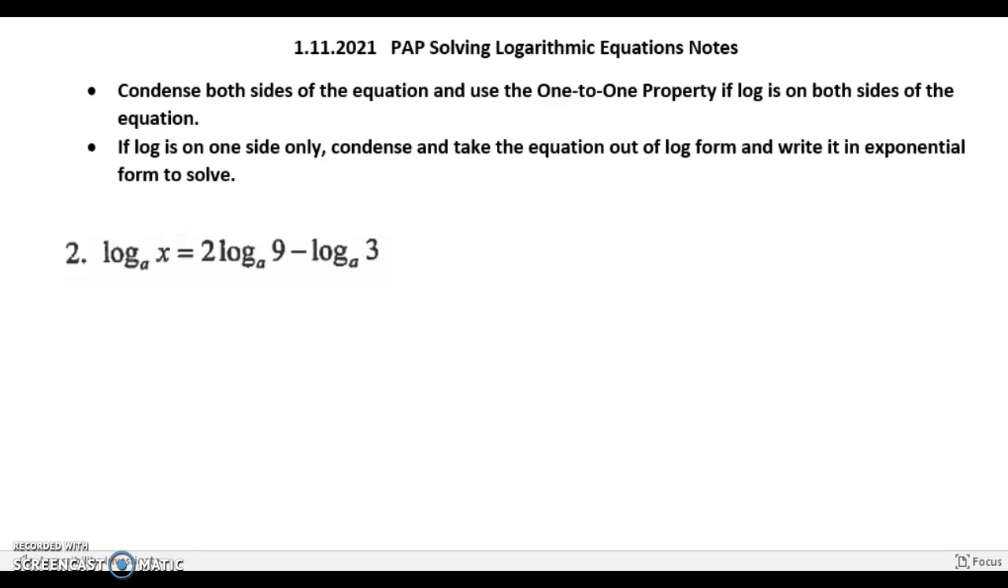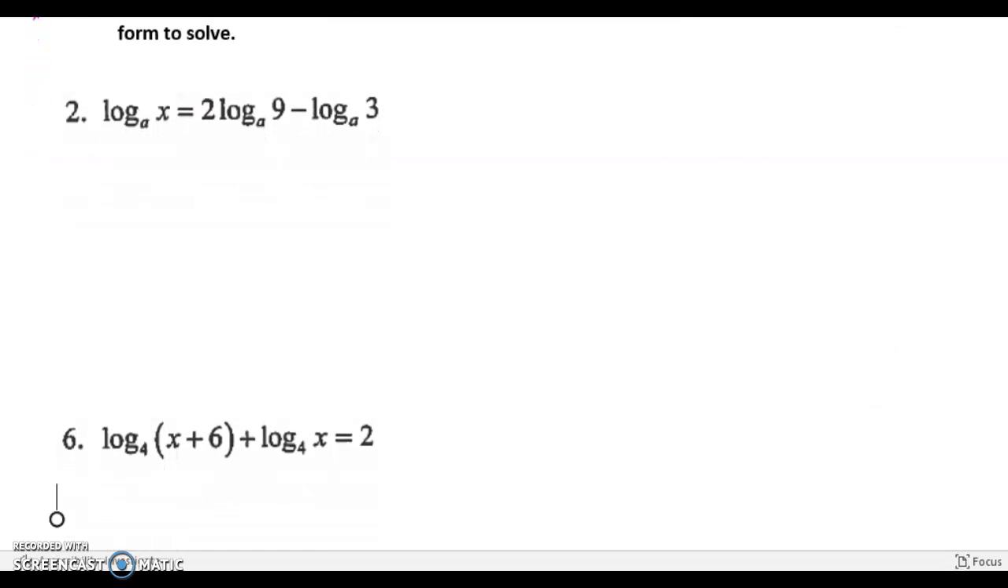Here are a couple strategies. Condense both sides of the equation and then use the one-to-one property if you have log on both sides of the equation. I'll show you what I mean in just a second. And another strategy, if log is only on one side of the equation, then condense the one side that you have log on and take the equation out of log form and write it in exponential form. Okay, here we go. Let's try a couple.